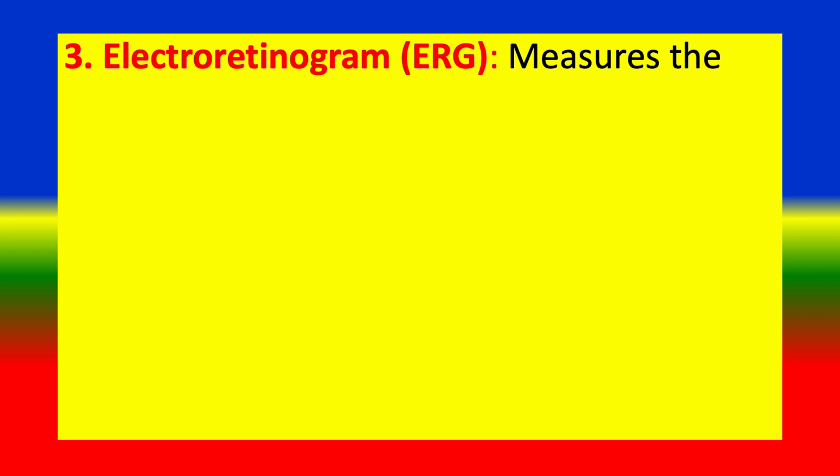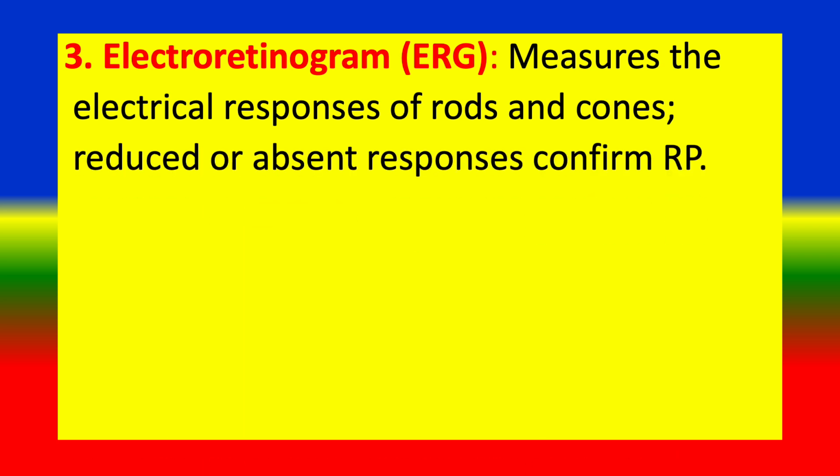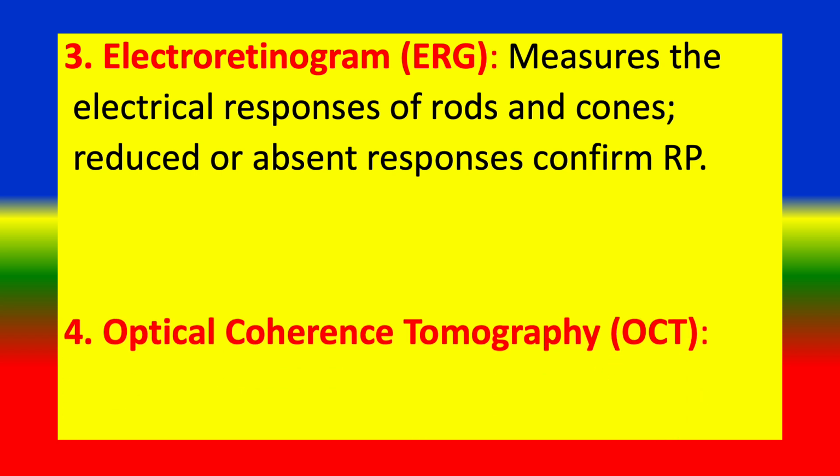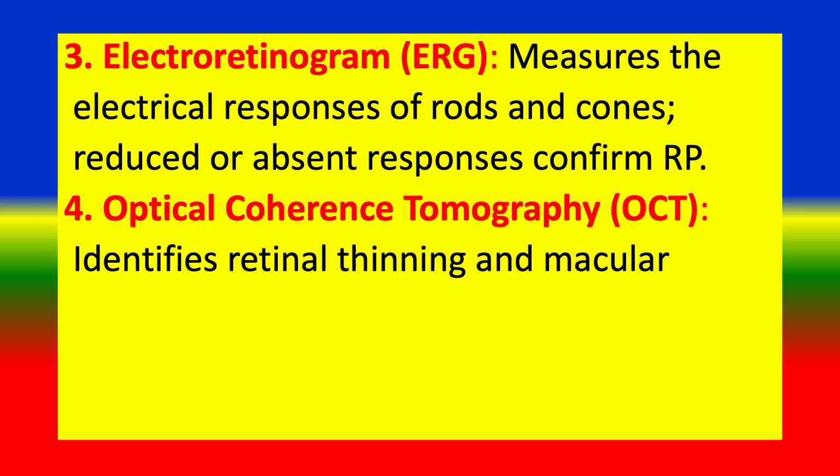3. Electroretinogram, ERG, measures the electrical responses of rods and cones. Reduced or absent responses confirm RP. 4. Optical coherence tomography, OCT, identifies the retinal thinning and macular edema.